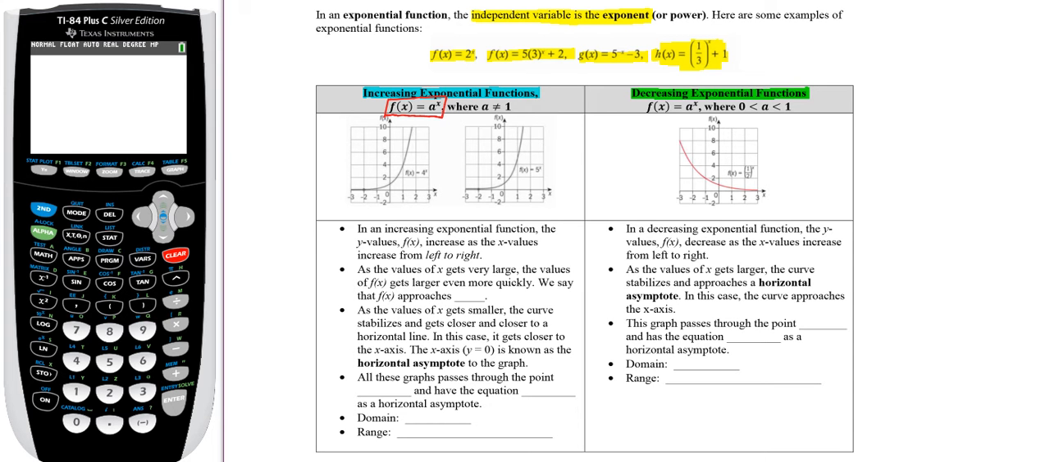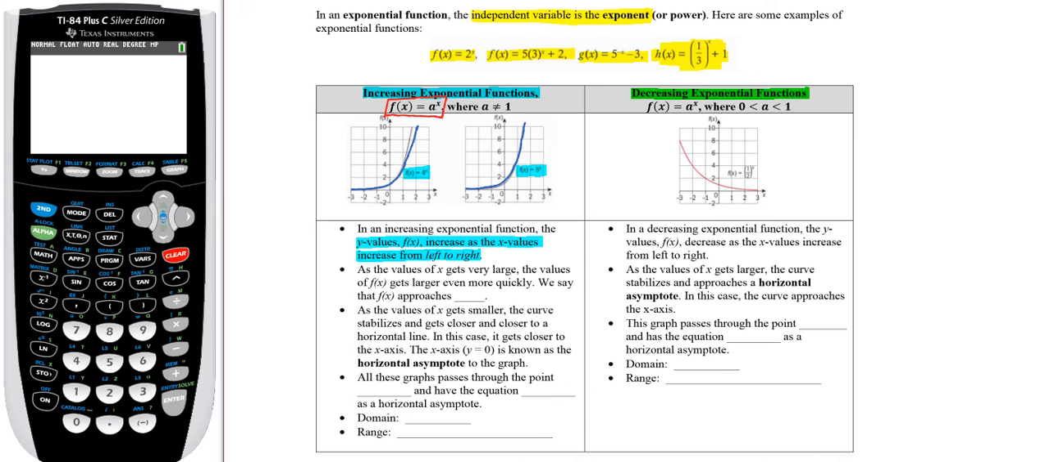Here are some examples of graphs of increasing exponential functions. This one is 4 to the power of x, and this one is 5 to the power of x. A couple of things you'll notice is that the y values increase as the x values increase. We get this increasing pattern on the graph where we start small and increase with larger x values, and that's exhibited in both of these graphs.